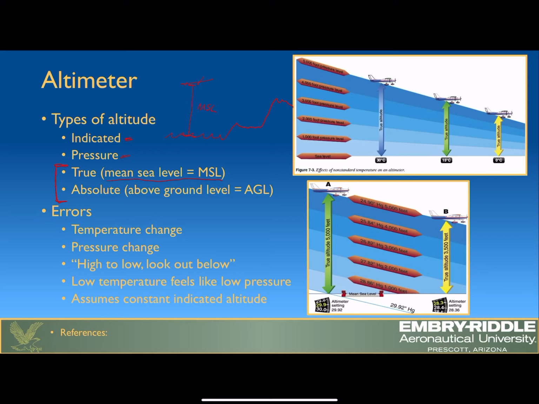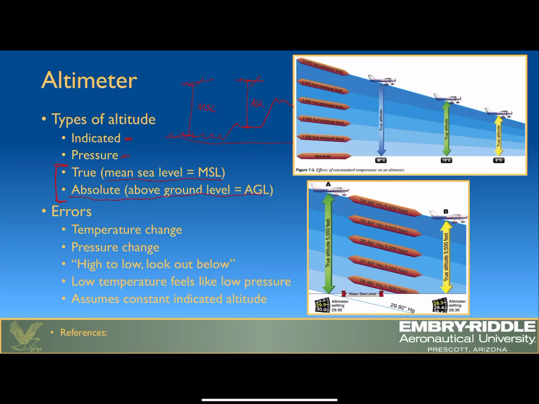Now, in terms of mean sea level, let's say our airplane has stayed at the same altitude, same MSL, but now we're above land, so this would be our AGL. So you can see our MSL hasn't changed, but our AGL has: absolute above ground level, AGL. Most of the time we use MSL, but it's important to know what our AGL is because we don't want to run into a mountain. Okay, so that's the difference between MSL and AGL.